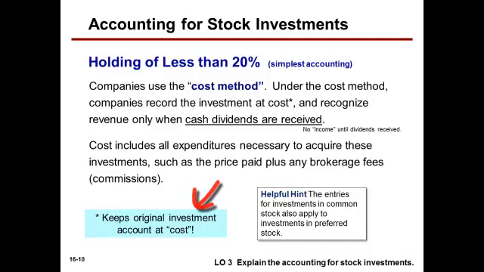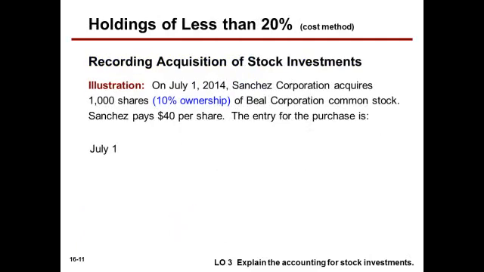Let's look at an example. On July 1, Sanchez Corporation acquires 1,000 shares, which represents 10% ownership of the Beal Corporation. So Sanchez is the investor, Beal Corporation is the investee. Sanchez pays $40 per share for this. The entry for the purchase is as follows.